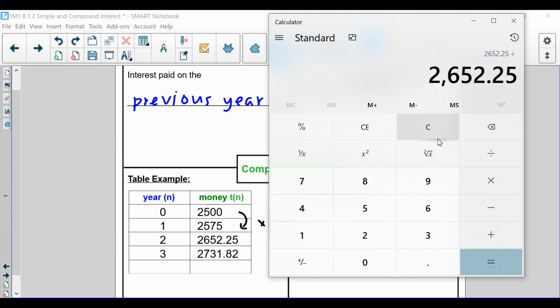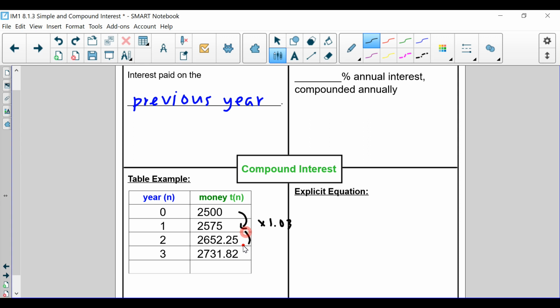2,652.25 divided by 2,575. That's also 1.03. So this is being multiplied by 1.03 each time. So how do we write this as an explicit equation?